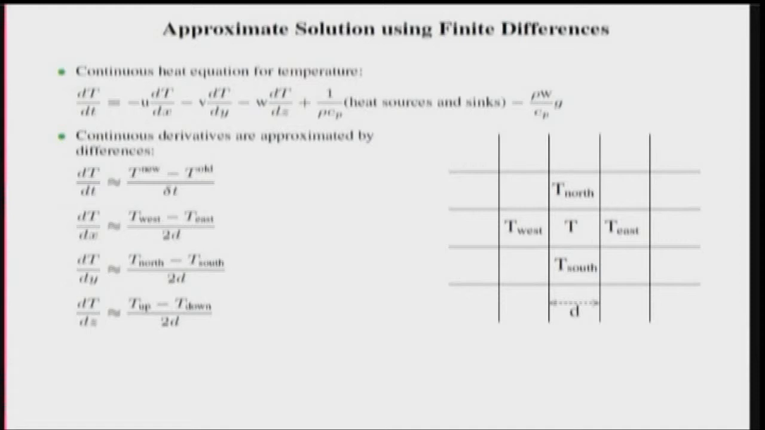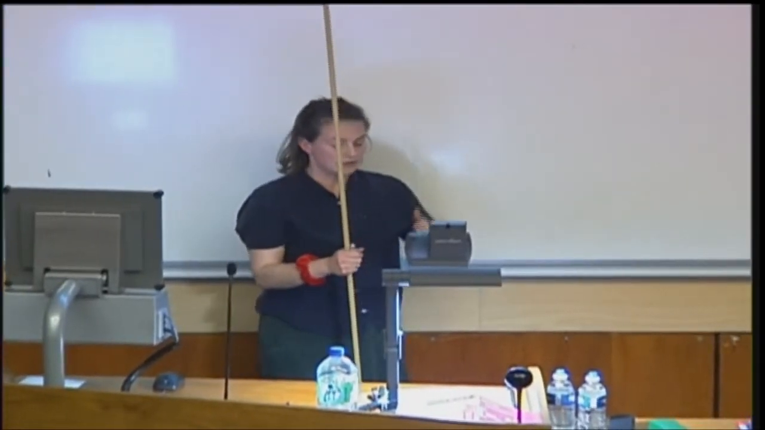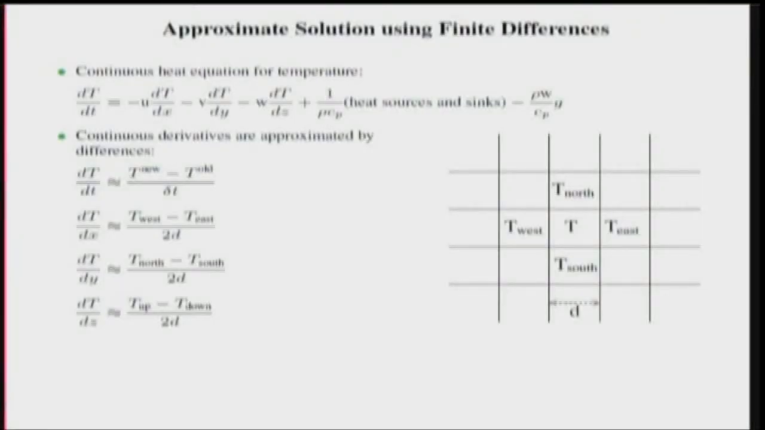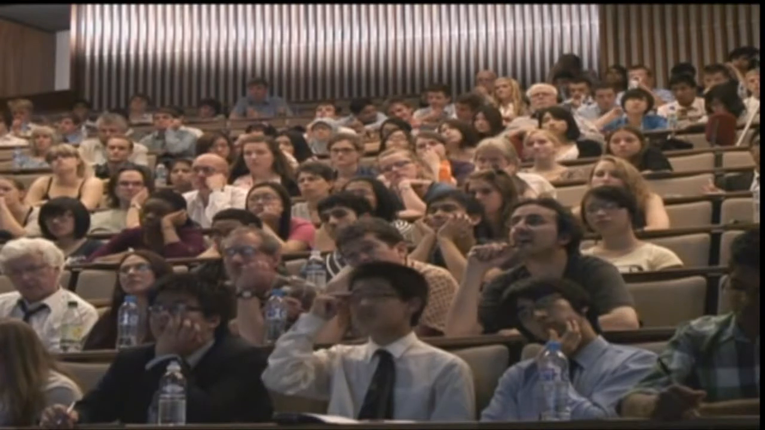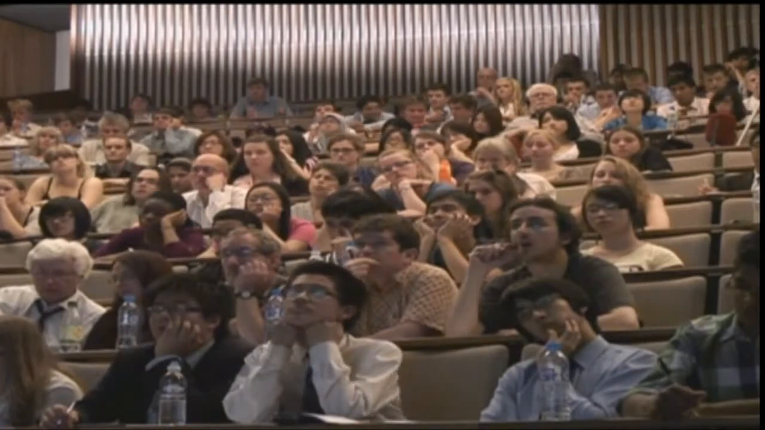And I do the same for dT/dy. It's T north minus T south divided by the distance between them. And the same for dT/dz. And then I'd also do the same thing for dT/dt. But I know what the temperature is now, and I want to know what it is at the next time step. If that next time step is a time delta t away, then dT/dt is approximately equal to T new, what I want to predict, minus T old, what I already know, divided by delta t. There are other terms which I won't describe. These ones are the most difficult to predict and model.